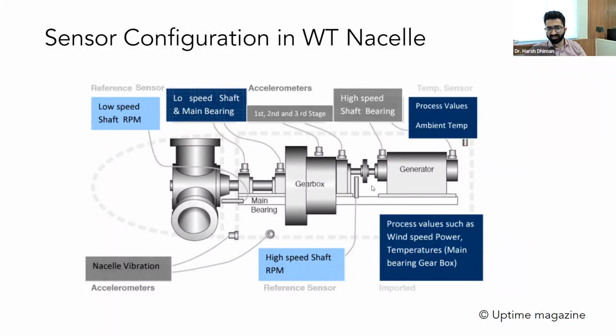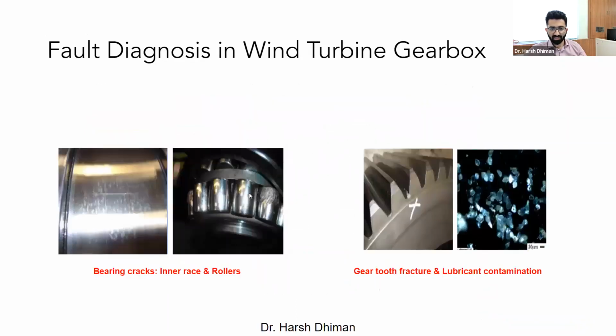You can focus on the high speed bearing, you can individually focus on the gearbox, but collectively, if you want your results to be optimal and trustworthy, you will be focusing on the main bearing of the turbine. So yes, this is how the faults look inside the turbine gearbox.